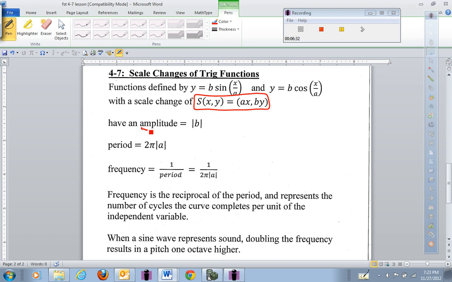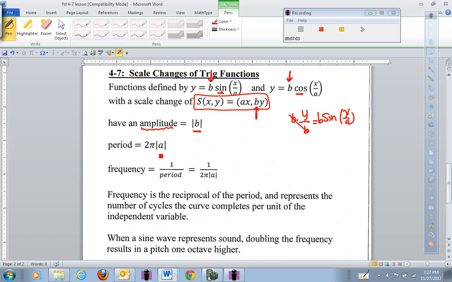The amplitude will be the absolute value of b. So if we know this rule, the absolute value of that number right there will be our amplitude. If we have a formula, the coefficient of the word sine or cosine right here will be b. That's because they took this, y over b equals the sine of x over a, and they multiplied both sides by b, and they parked it in front right here. It'd be the same thing if this said cosine.